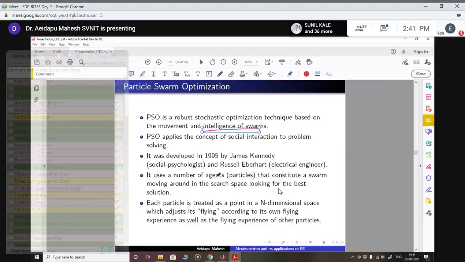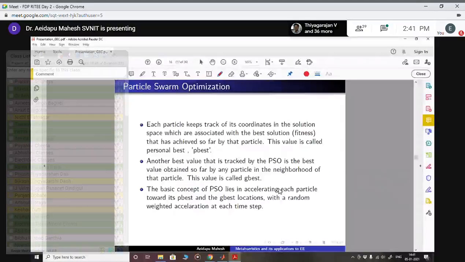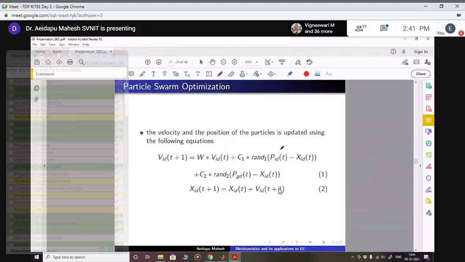It uses a number of agents or particles that constitute a swarm moving around in the search space looking for the best solution. Each particle is treated as a point in an n-dimensional space, which adjusts its flying according to its own flying experience as well as the flying experience of other particles. Let me explain first, then we'll look at the equation.